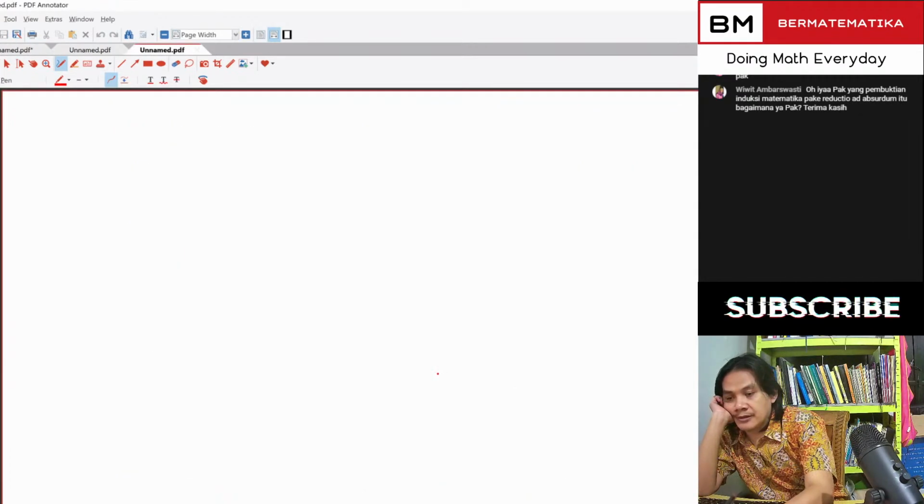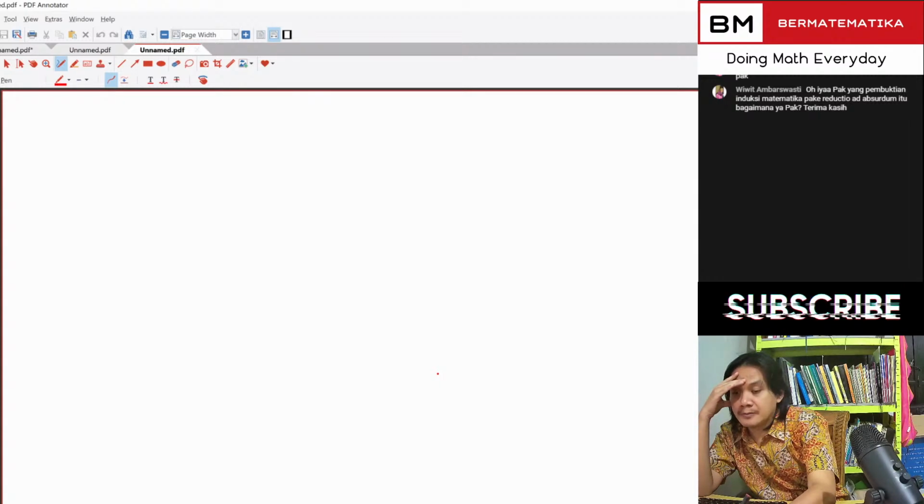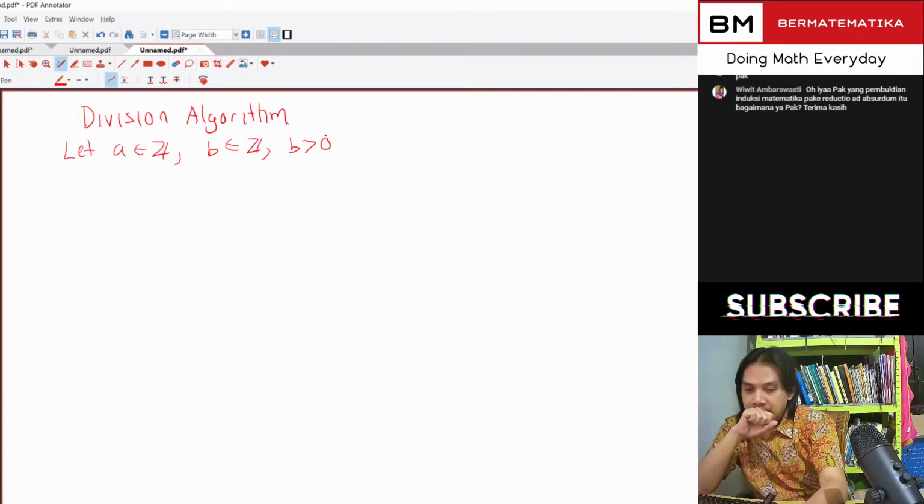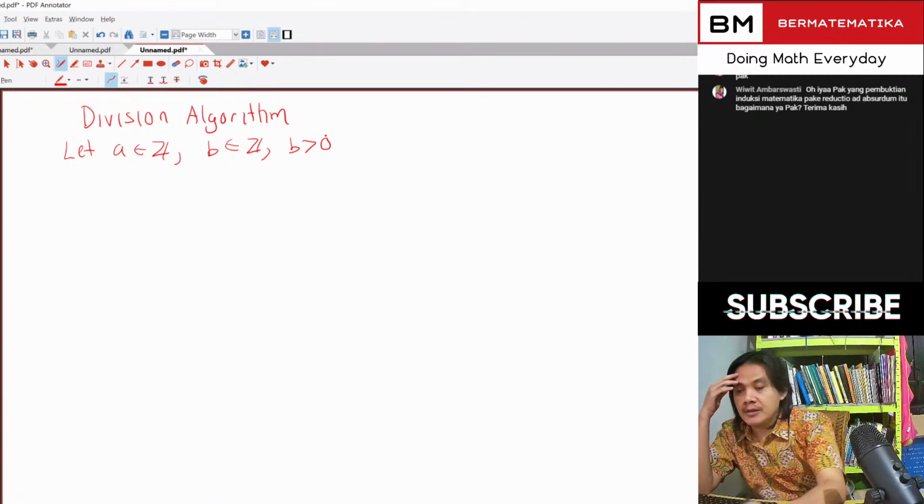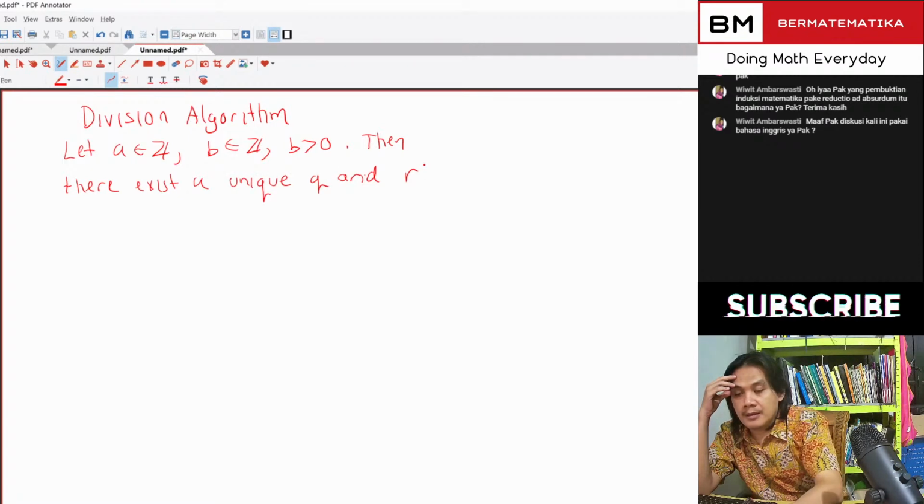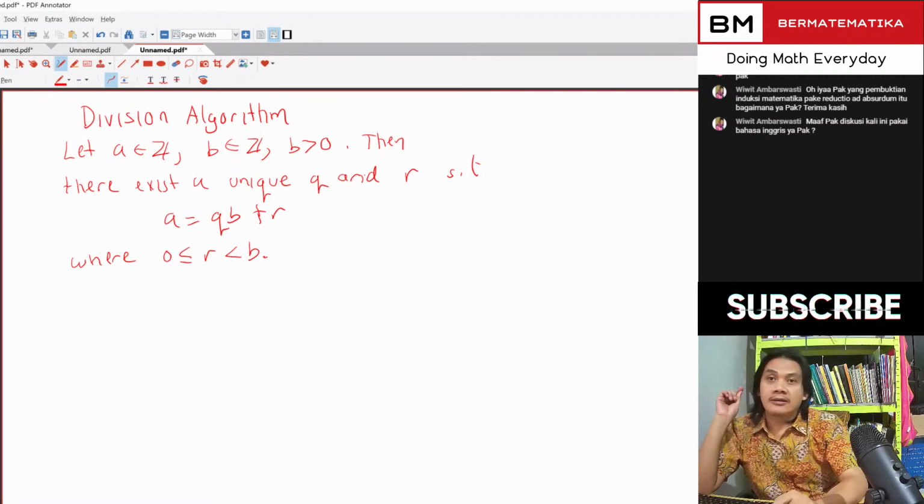So the division algorithm says that if A in Z and B in Z is positive, then there exists a unique Q and R such that A equals QB plus R, where R is greater than or equal to 0 and less than B. Okay, so that's the theorem.